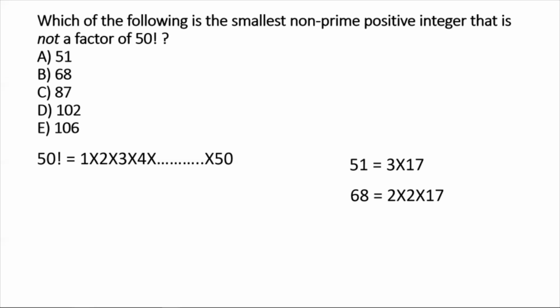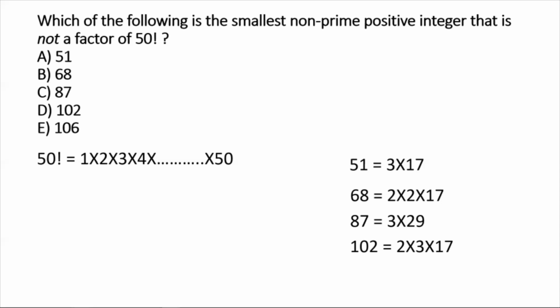Well, let's look at the second option, and we pretty much will do the same for every option. 68 is basically 2 multiplied by 2 multiplied by 17. So 2 multiplied by 2 is 4, and 4 is there, and of course 17 will be there too in factorial 50. So 68 is a factor of factorial 50. What about 87? Well, 87 can be broken up into its prime factors, 3 and 29. And 3 would be there in factorial 50, and so would 29, because they both fall among the integers from 1 through 50.